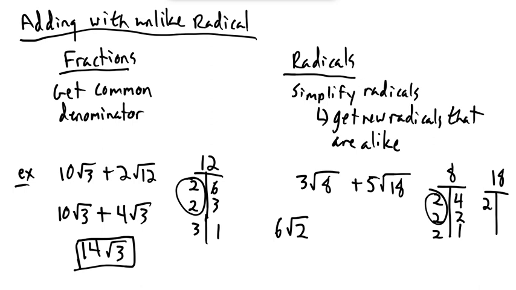We divide by 2, we're left with 9. So we divide by 3 to get 3, and 3 to get 1. We have those 2 3's, so those get pulled out. So this is 6 root 2 plus 5 times 3, or 15 root 2. And once again, look at that. We have 2 numbers that are the same inside the radical. So we just add the coefficients together, making this 21 root 2.